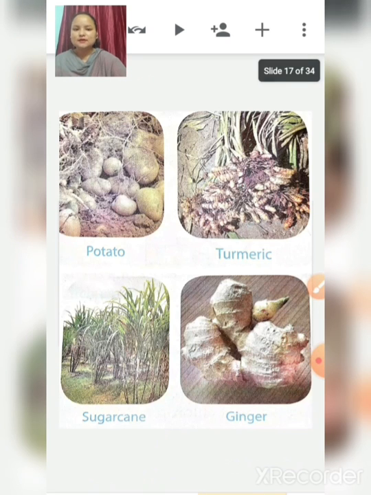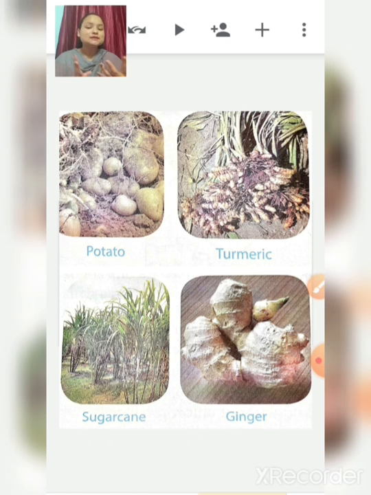Sugarcane you can see, right? We have to pull it out, then only we will be able to see. Like potato, turmeric, they are underground stems. Okay, they store their food in their stem, but they are underground. Whereas sugarcane also stores its food in the stem, but we can see it.